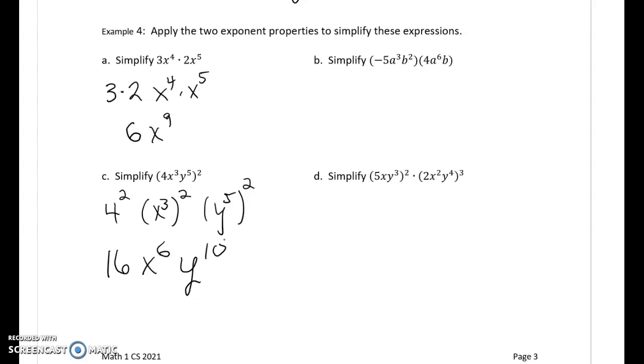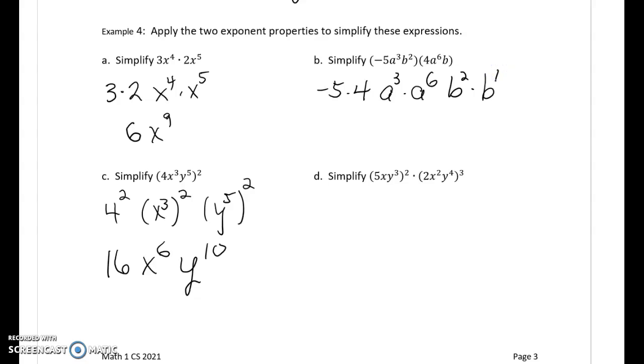All right, so let's take a look. So here we have a problem similar to part A. We're going to do a little rearranging. Right, I'm going to take that -5 and that 4. I'm going to multiply them together. I'm going to take that a cubed and that a to the 6th and multiply those together. And then I'm going to take that b squared and that b to the 1st and multiply those together.